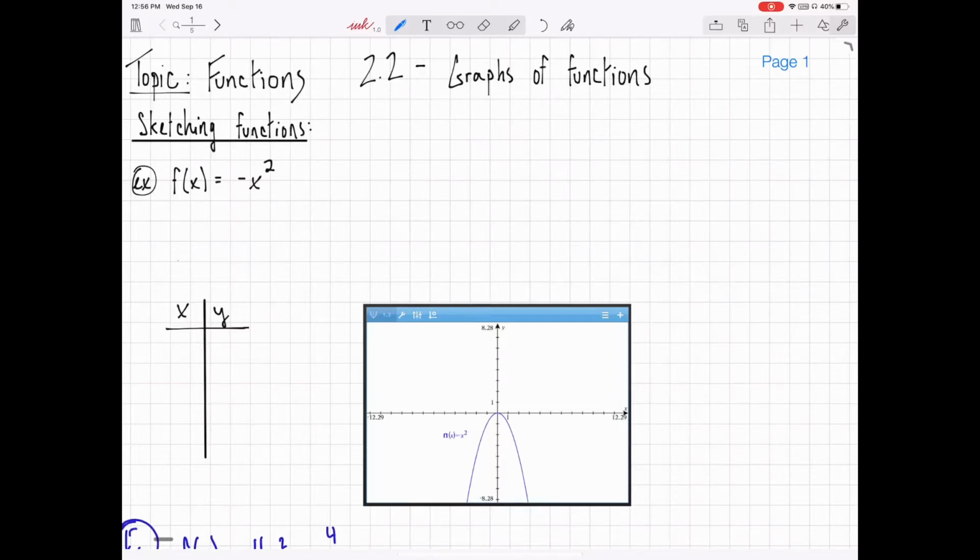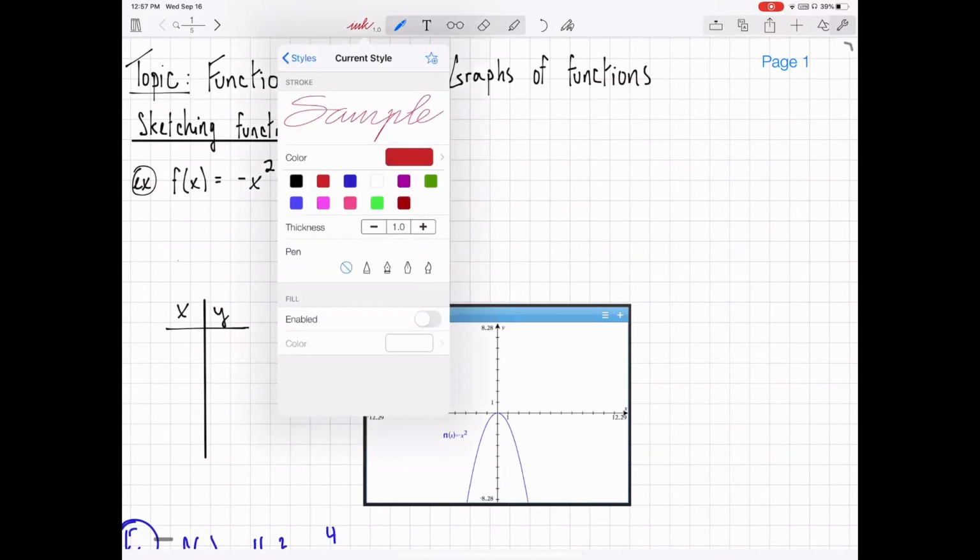Okay, today we're going to look at section 2.2, which is called graphs of functions, and we're just going to look at graphs of functions in a variety of ways. For the first one, we're going to start with this basic example of negative x squared. Based on the parent functions, which, if you don't remember, you looked at those in Algebra 1 and 2, x squared was a parent function and it had that general shape.